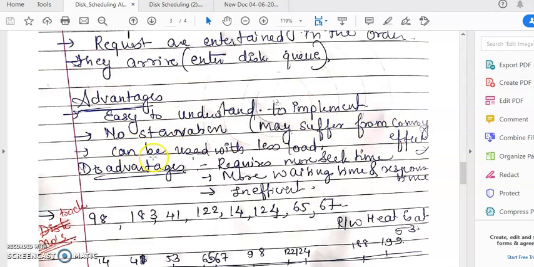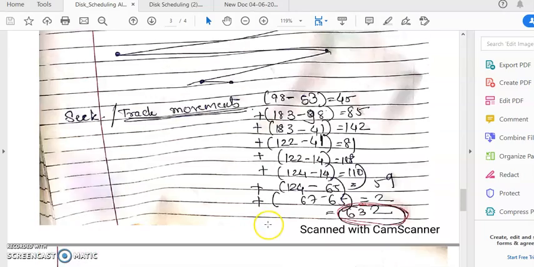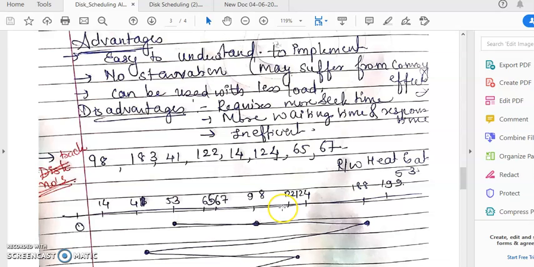Next, it can be used with less load. If the load is less, the IO requests are less, and these track numbers are fewer, so at that time we can use this. Disadvantages: it requires more seek time. If you see, seek time is quite high. Now you may not understand, but we will take the same example for SSTF and observe the seek time. It will be quite a bit lesser than this.